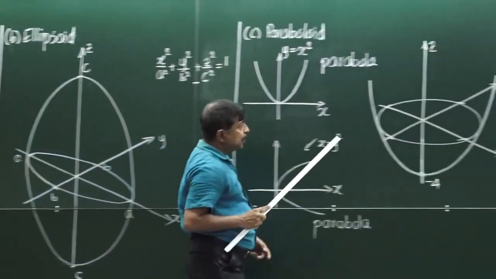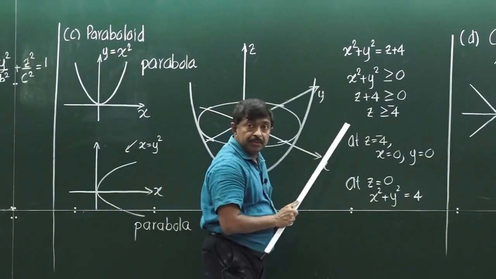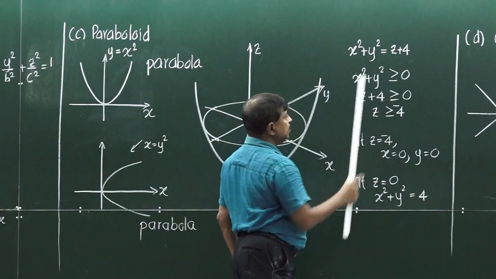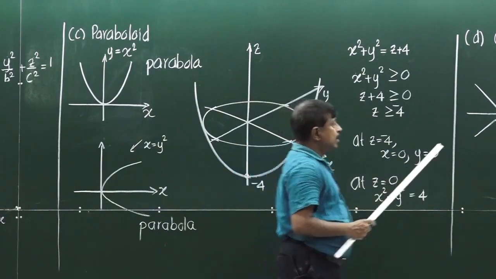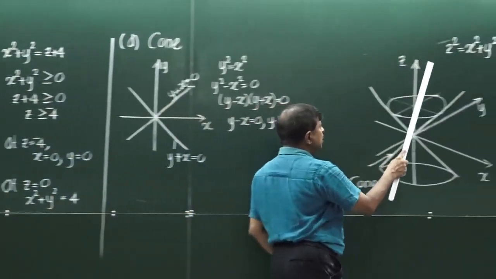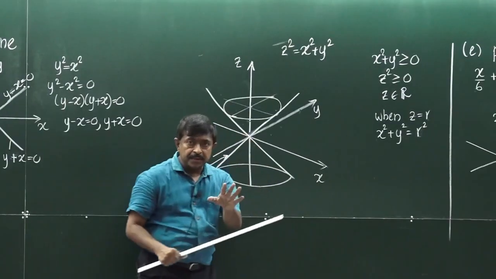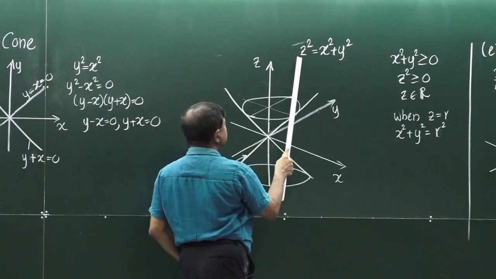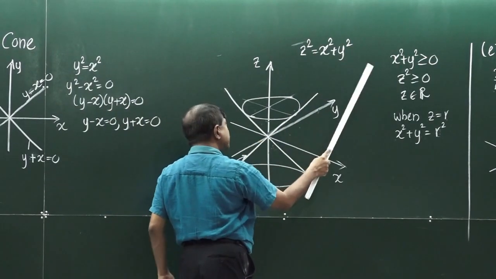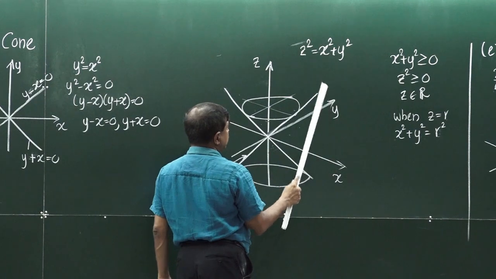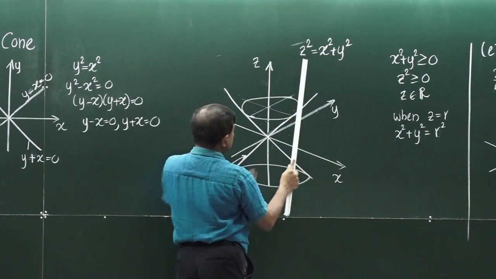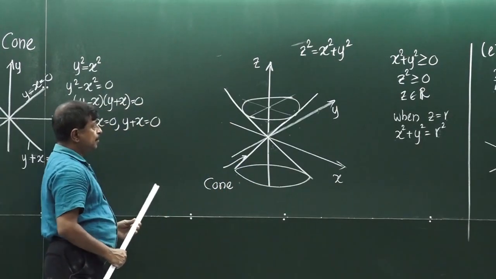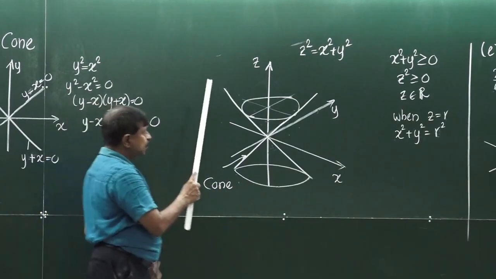In the case of a paraboloid, you have all three variables, but one variable is not squared and it is on the other side, right. In the case of a cone, all the variables are squared, like in the sphere and the ellipsoid. However, one variable is on one side and two variables are on the other side, right. So, that gives you the cone.